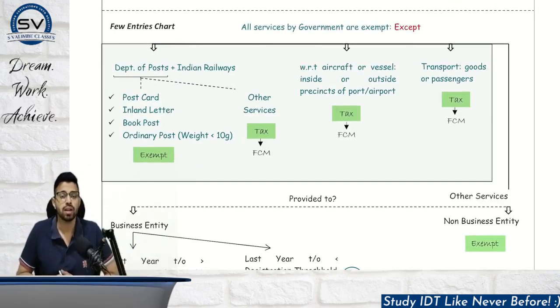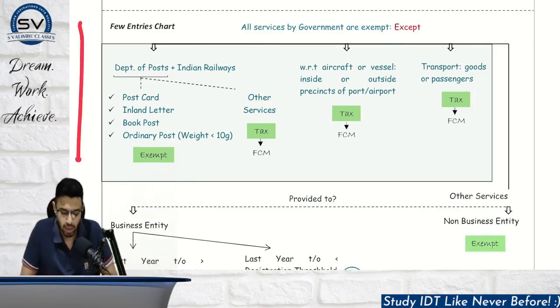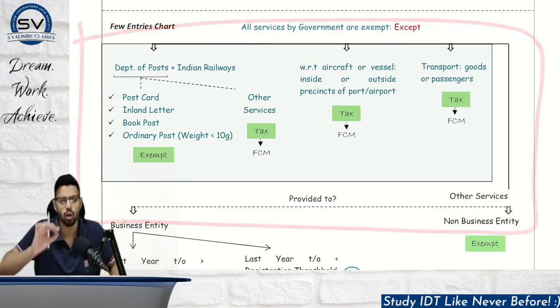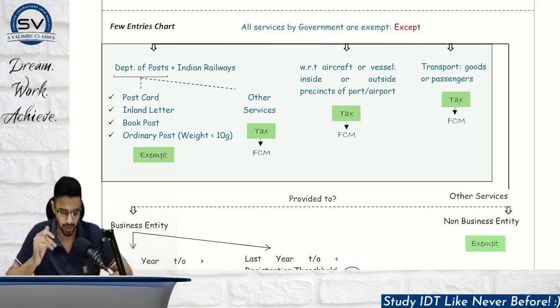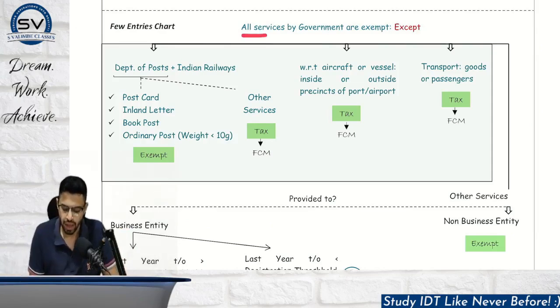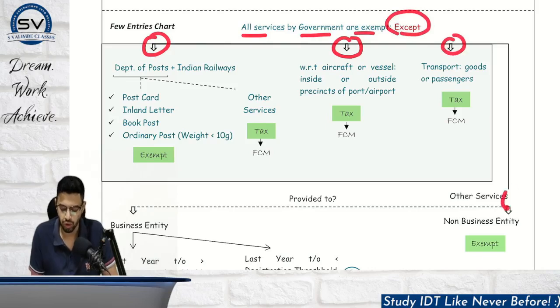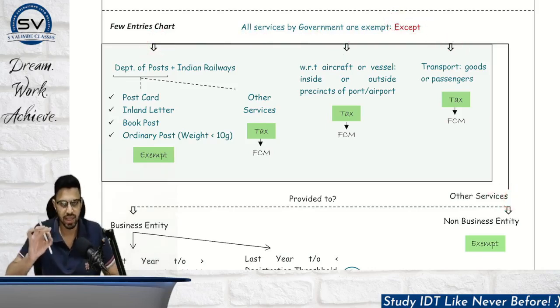Okay, now what I have done, the further entries, if you see in your book, there are around 5-6 entries with respect to the government. Some entries I have combined in a single comprehensive chart. This will ensure that all the provisions are absolutely clear, crystal clear. Okay, but please pay attention properly to the next 10 minutes that I am explaining. Let's see. All services by government are exempt except 1, 2, 3 and 4. So the general rule is that services by government are exempt, but there are exceptions.